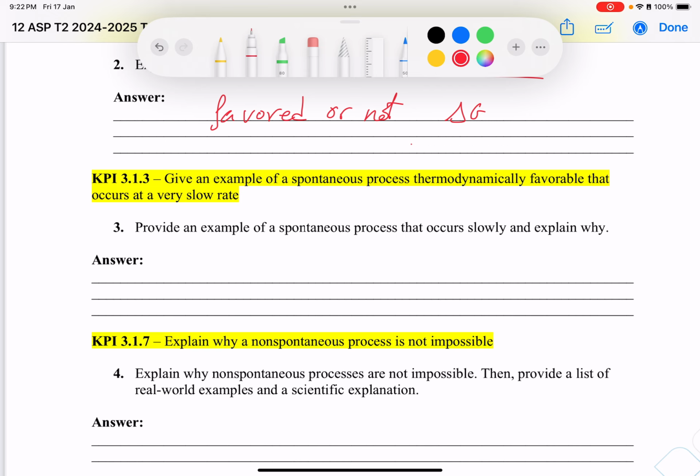Provide an example of a spontaneous process that occurs slowly. For example, as mentioned in the previous choice: diamond changing to graphite. This is spontaneous, but it takes a lot of time, years. Another example is rusting iron, which might take months or years to rust.